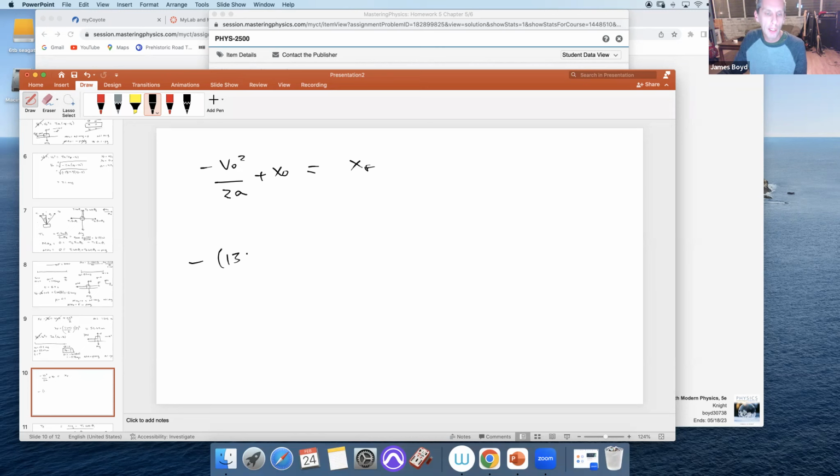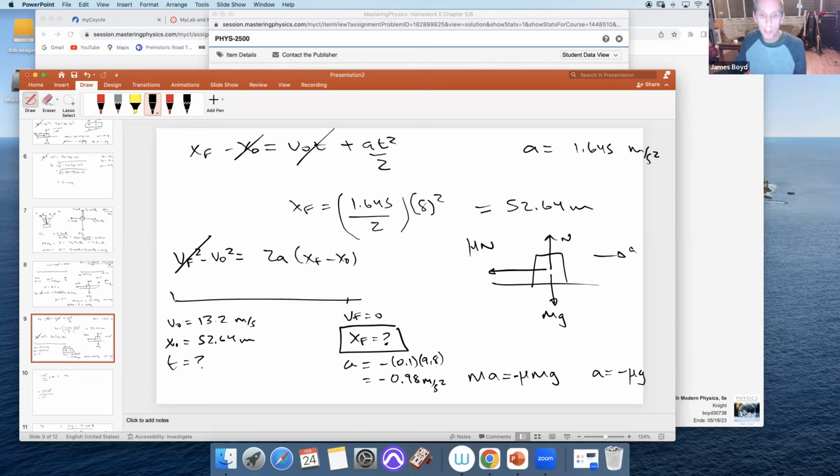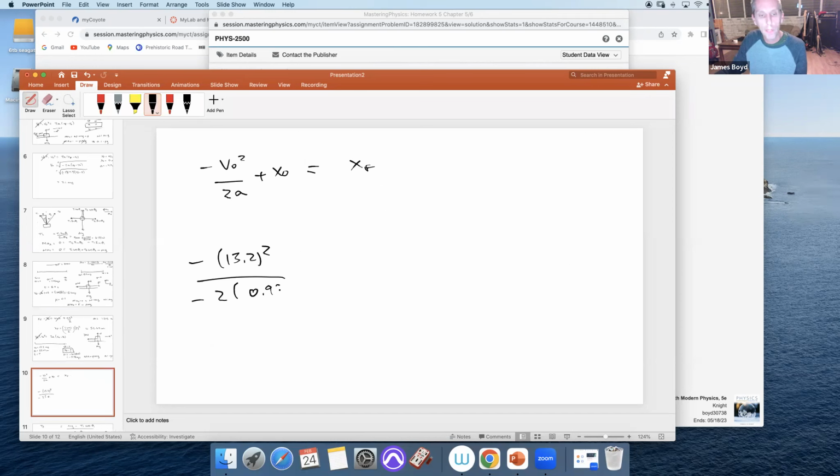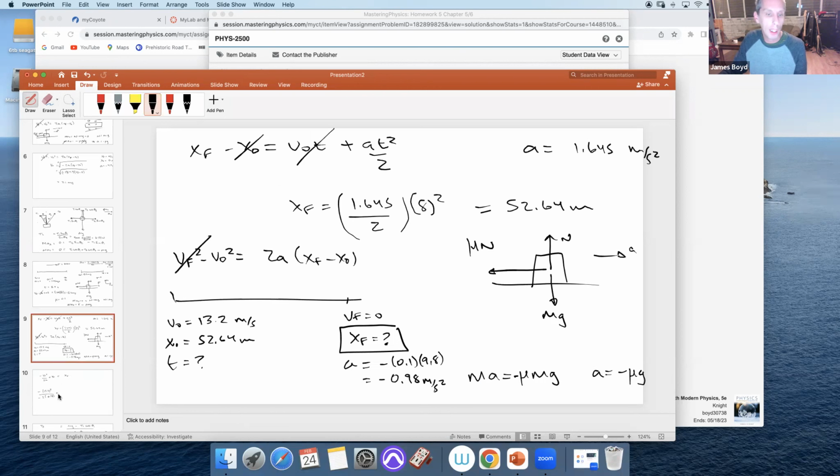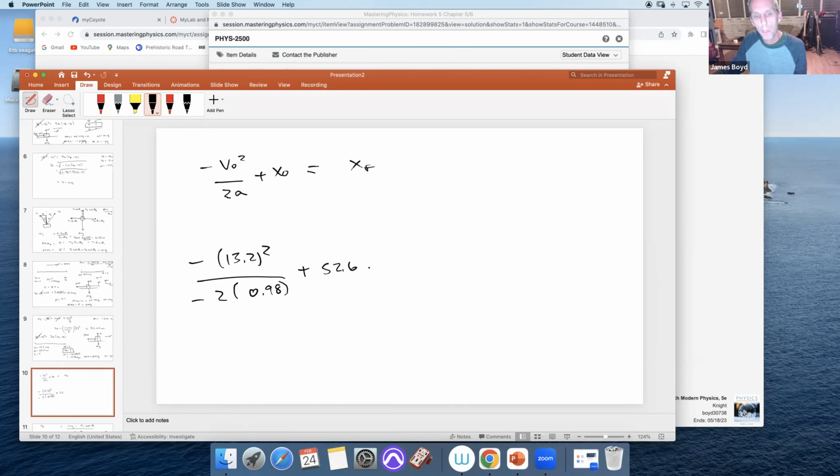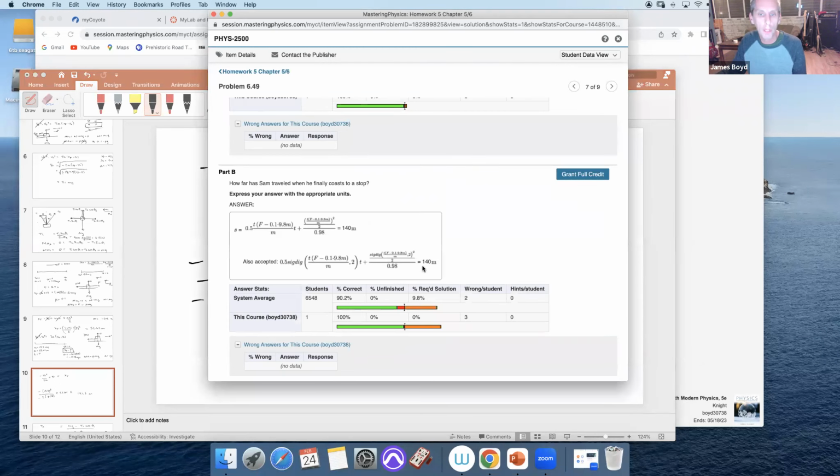Negative v naught was 13.2 squared. A was negative, remember, negative 0.98. And x initial was 52.64. And we get, during the whole trip, 13.2 times 13.2 divided by 2 times 0.98, and then add 52.64 to that. And I get 141.5 meters, or 142 meters. 140 meters, I guess, is what they want.